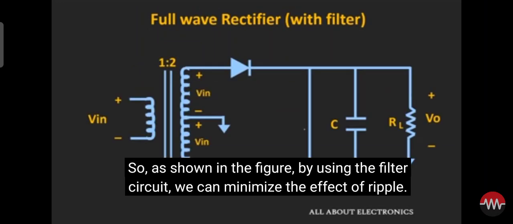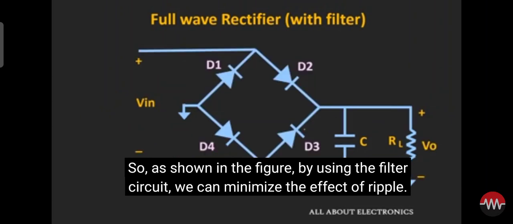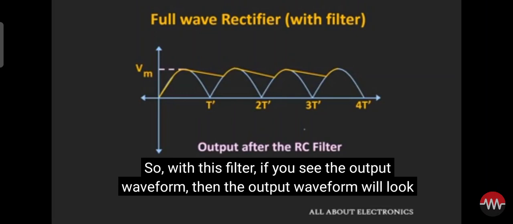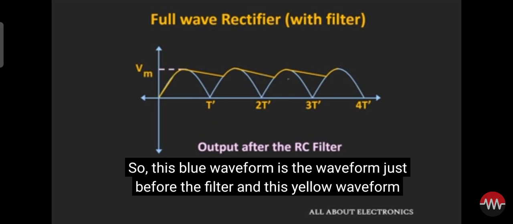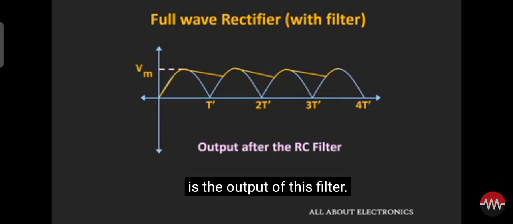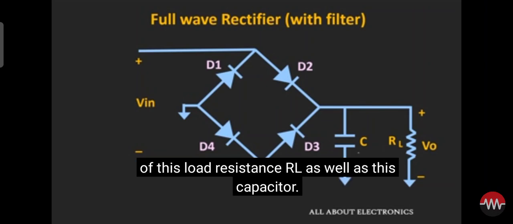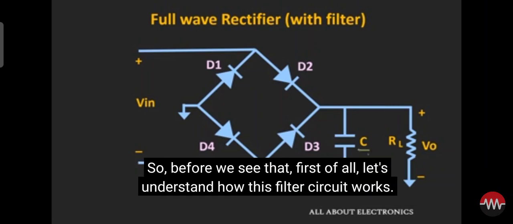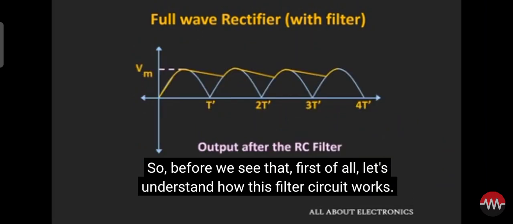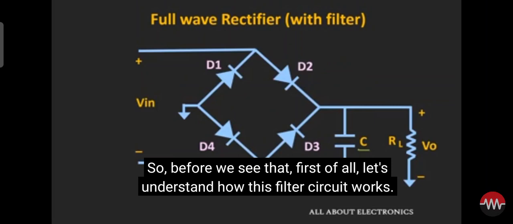As shown in the figure, by using the filter circuit, we can minimize the effect of ripple. With this filter, the output waveform will look like this. This blue waveform is the waveform just before the filter, and this yellow waveform is the output of the filter. How well the ripple is removed with this filter circuit depends on the value of this load resistance RL as well as this capacitor. Before we see that, let us first understand how this filter circuit works.